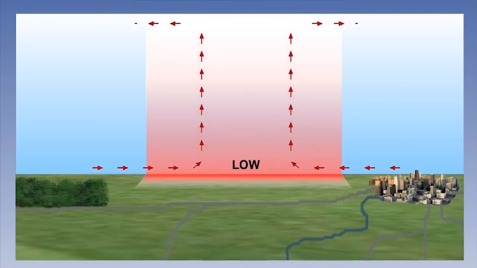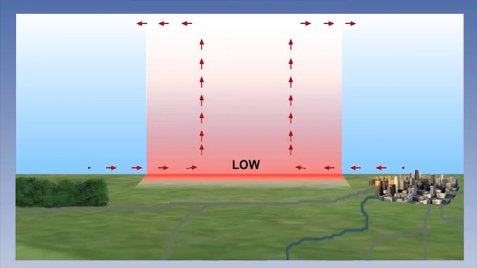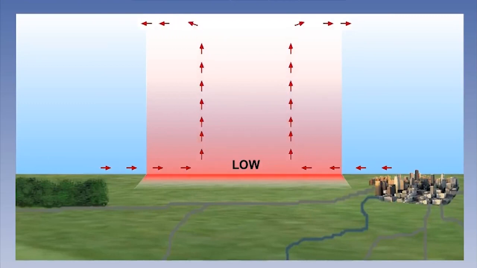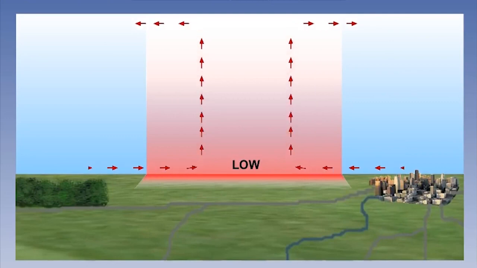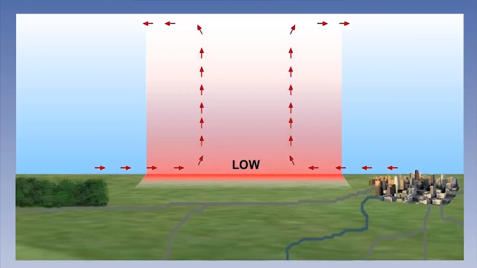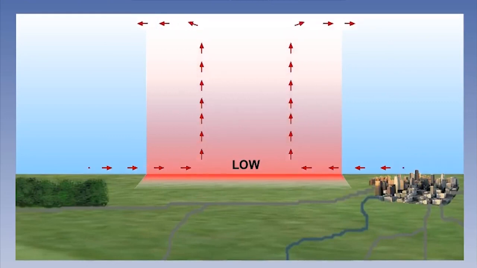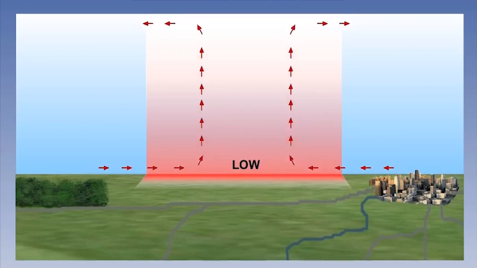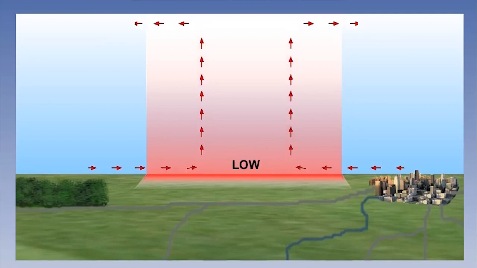As this air travels in towards the low from the sides, it too will be heated and rise up into the atmosphere. We can then summarise that in these small-scale depressions, air converges near the surface and then rises. These small-scale depressions are sometimes referred to as heat lows.